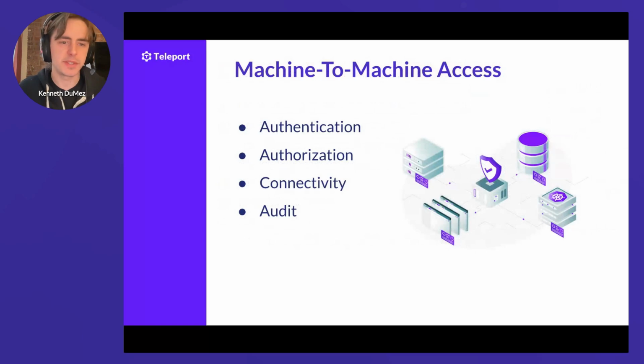So there's a few pieces to machine access that are critical for making them work. They're authentication, authorization, connectivity, and audit. So these are all the pieces that go into securely making machine-to-machine access work, and they're all necessary. And I'm going to tell you how Teleport's Machine ID kind of provides those pieces.